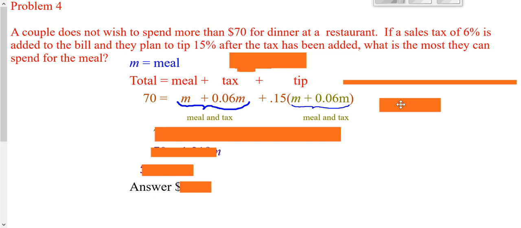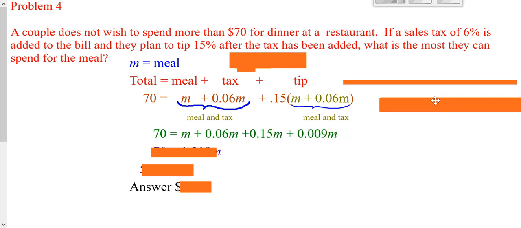Well, now this is our equation. All we have to do is solve it and then make sure we're answering the question. So we'll go ahead, distribute our 0.15 through. Now we have lots of like terms: 1M plus 0.06M plus 0.15M plus 0.009M. We add those together, we get this. We divide to get M totally by itself, and we get this. So now we have to answer the question, what's the most they can spend? Well, it happens to be $57.42.